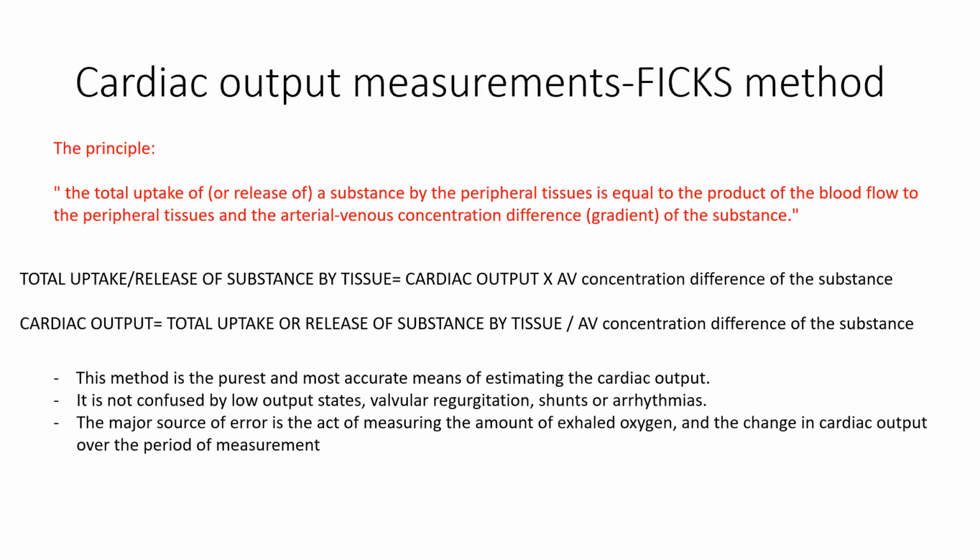The major source of error is the act of measuring the amount of exhaled oxygen and the change in cardiac output over the period of measurement. So this is the principle in detail. I just wanted you to remember. A lot of people just don't bother about this, but just remember the way you do cardiac output: two ways, one is Fick, one is thermodilution. So let's look at the Fick principle in detail.